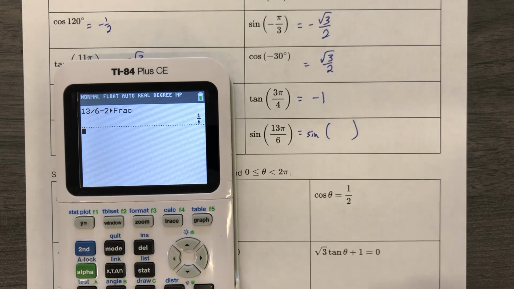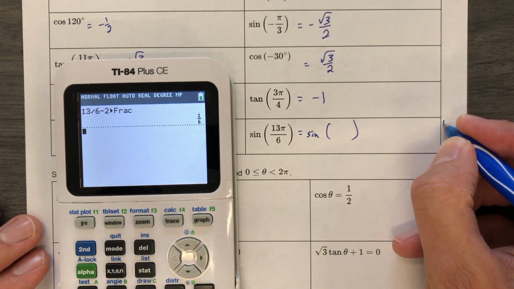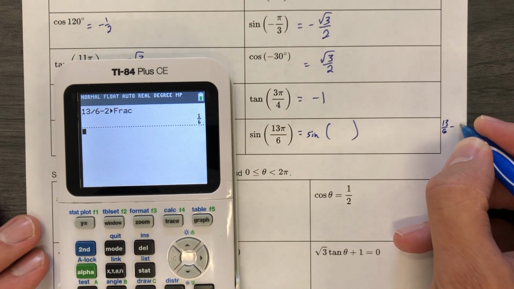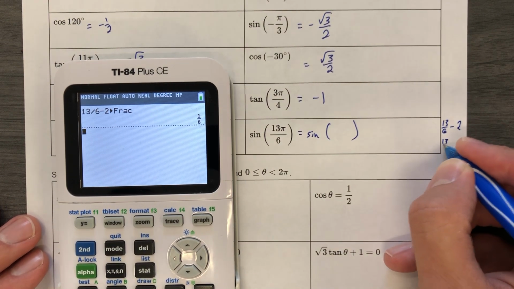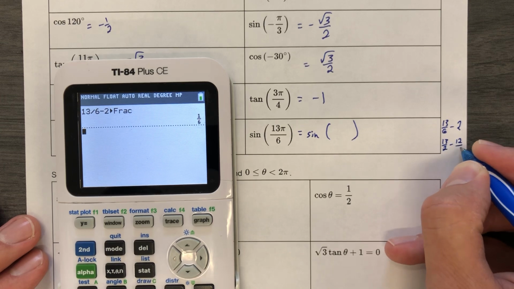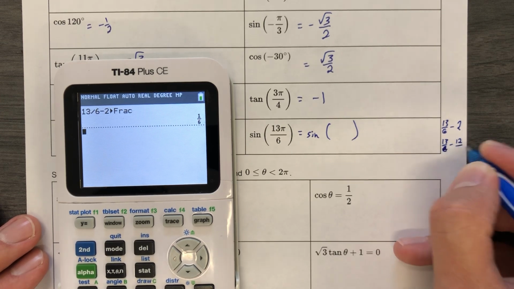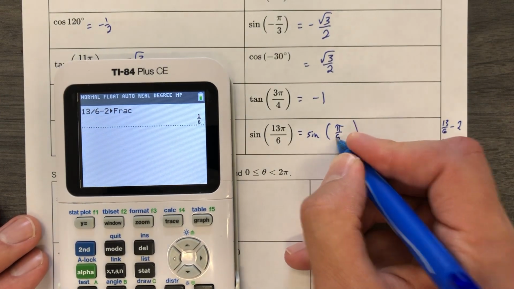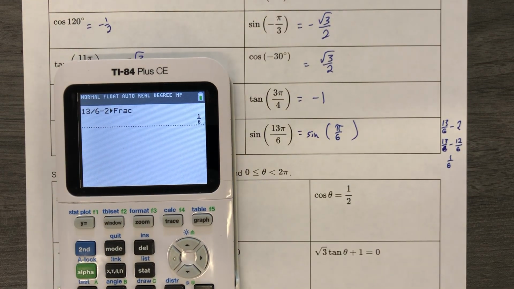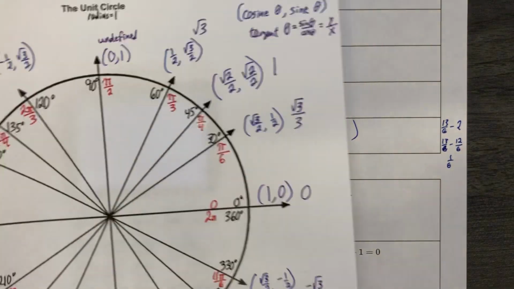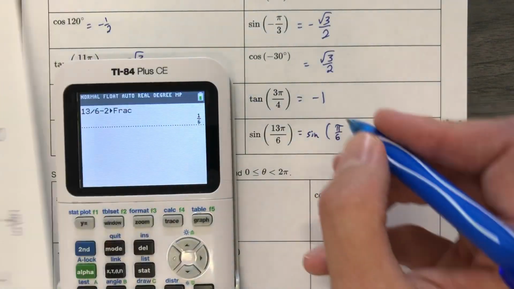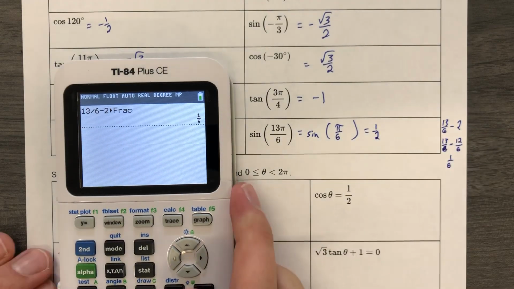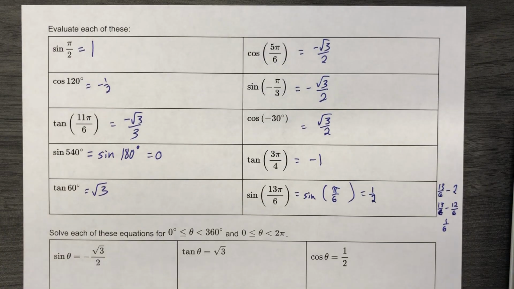I knew that was the answer, for real, I promise. But it's basically like 13 over 6 minus 2, which would be 13 over 6 minus 12 over 6, which would be 1 over 6. So it's the same thing as pi over 6. Ends in the same place. It's a coterminal angle. Sine is a y value. Pi over 6 is 1/2. There you go. Wasn't that fun? Say yes.